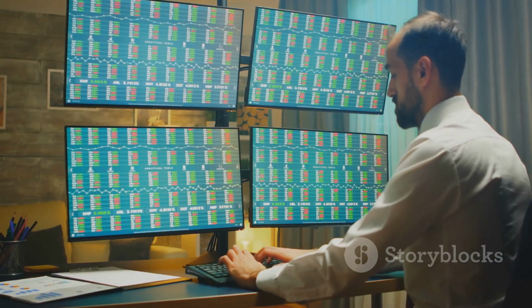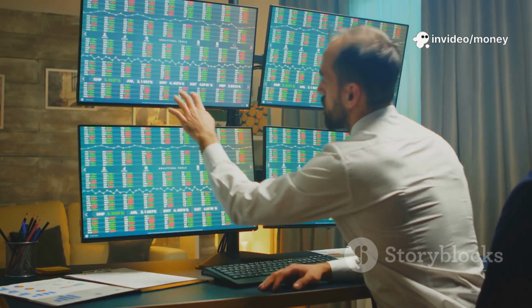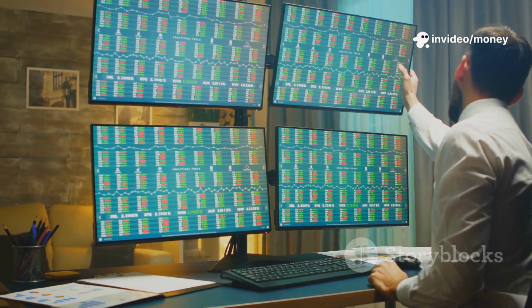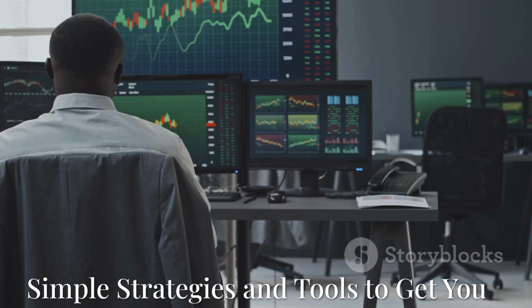By combining the PCR with the support and resistance analysis we discussed earlier, you can get a much more comprehensive view of the market's structure and its likely direction. It's like having a weather forecast for the stock market.